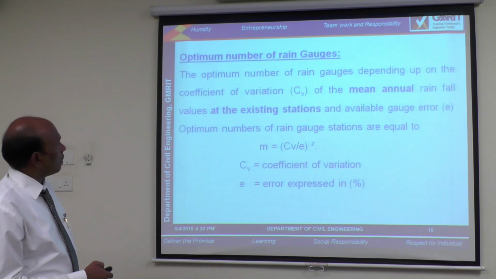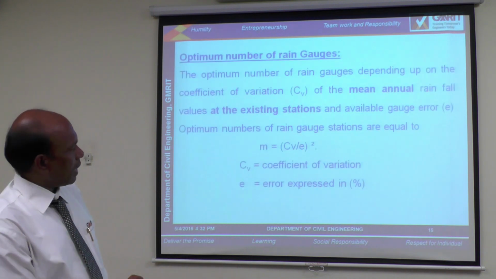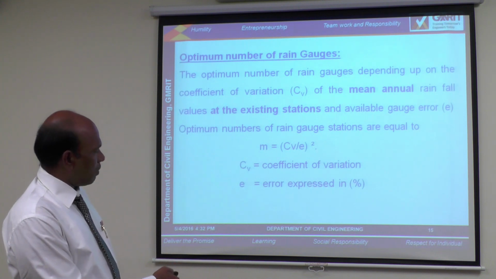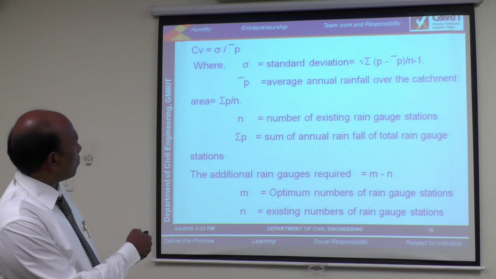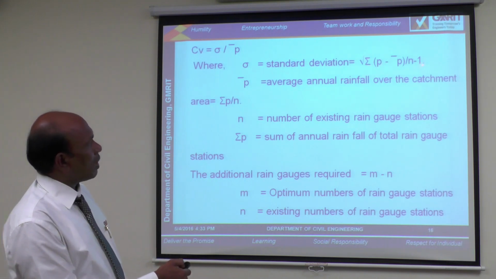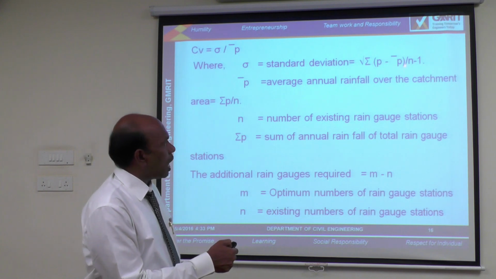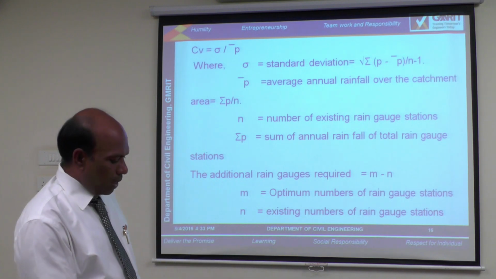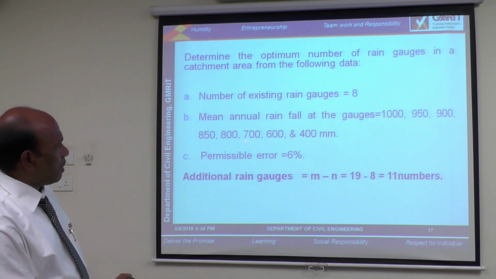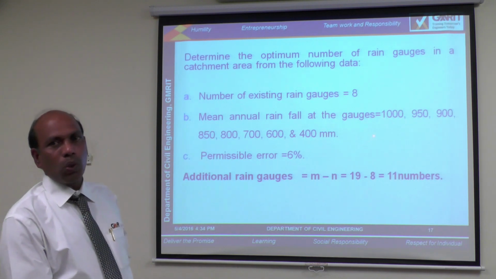So the optimum number of rain gauges is equal to, this is the formula. For this you should calculate the CV value. CV is equal to, this is the formula. And sigma is the standard deviation. For the calculation of standard deviation, you should know the P bar. P bar is based on the given data: you sum all these values and divide by the number of rain gauge stations. Then you have the P bar.